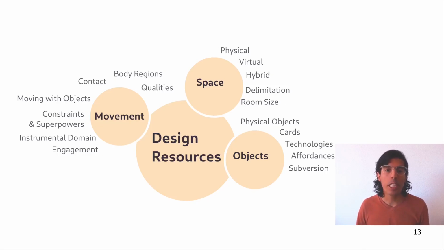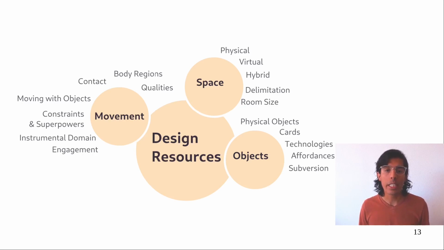In the paper, we devote our focus to the design resources group, its categories and subcategories. I'm showing on the screen the subsection of the diagram that corresponds to this group. The movement category contains the subcategories of qualities, body regions, contact, moving with objects, constraints and superpowers, instrumental domain, and engagement. Then, the space category includes physical, virtual, and hybrid spaces, delimitation, and room size. Finally, the objects category contains physical objects, cards, technologies, affordances, and subversion.